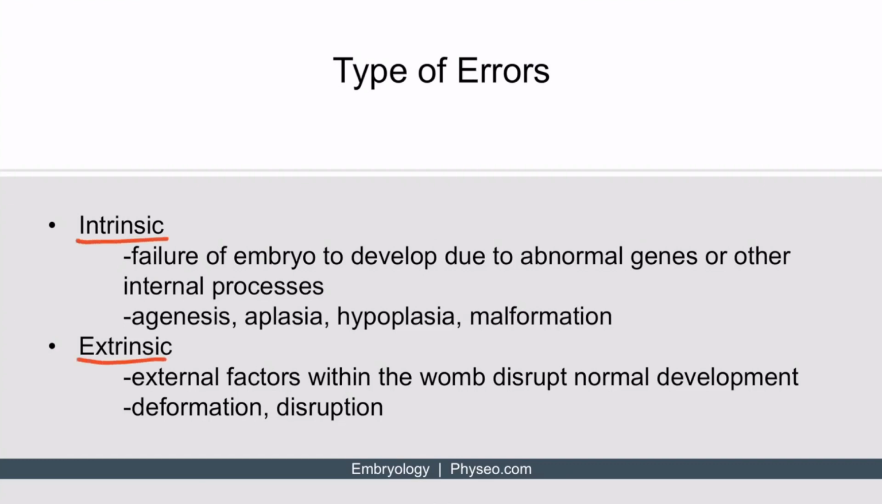Intrinsic errors of morphogenesis can be defined by the failure of the embryo to develop due to abnormal genes or other internal processes. Examples of intrinsic errors include agenesis, aplasia, hypoplasia, and malformation, which we'll discuss in a moment. Extrinsic errors are external factors within the womb that disrupt normal development. In other words, it's not the developing embryo that's causing the error, it's something external to the embryo. Examples of extrinsic errors include deformation and disruption. All right, with this background, let's discuss intrinsic errors first, and then we'll move on to discuss extrinsic errors.